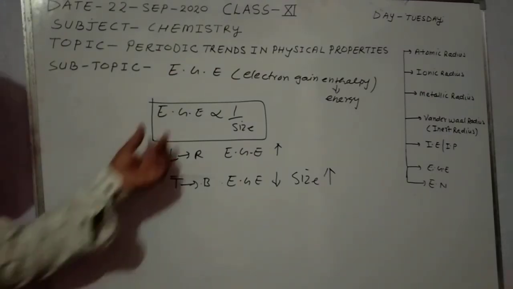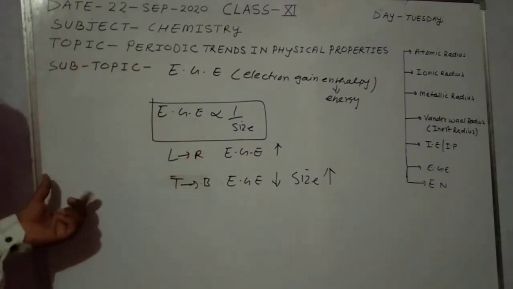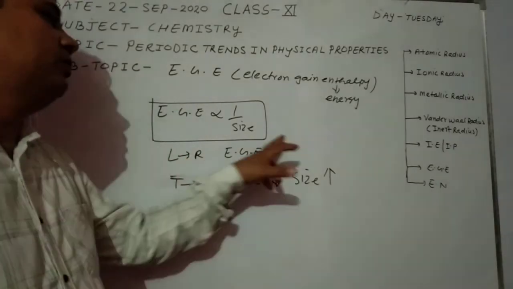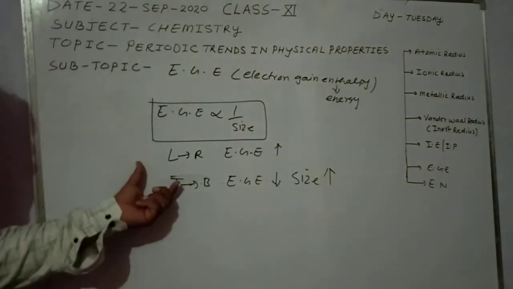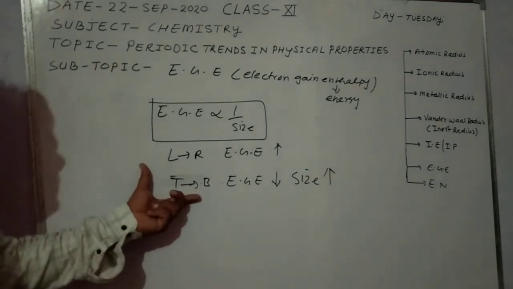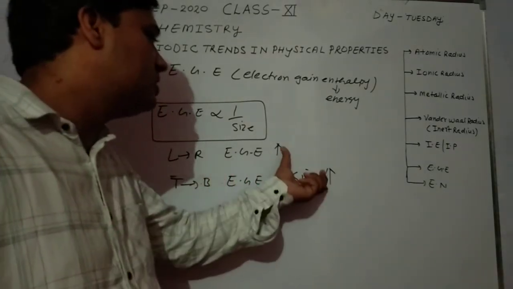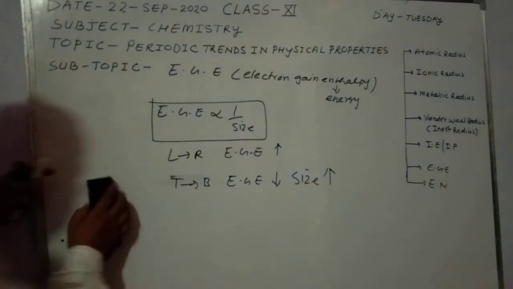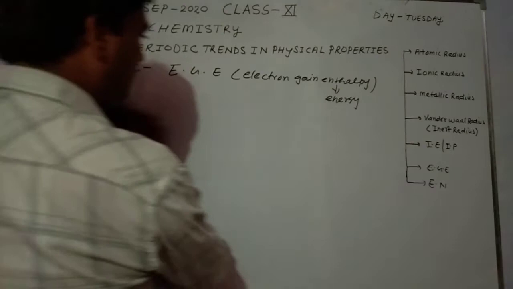So in this way we can easily understand what happens when we move from left to right: electron gain enthalpy increases. And when we move from top to bottom, electron gain enthalpy decreases because size increases. Okay, so in this way we can easily understand the concept.